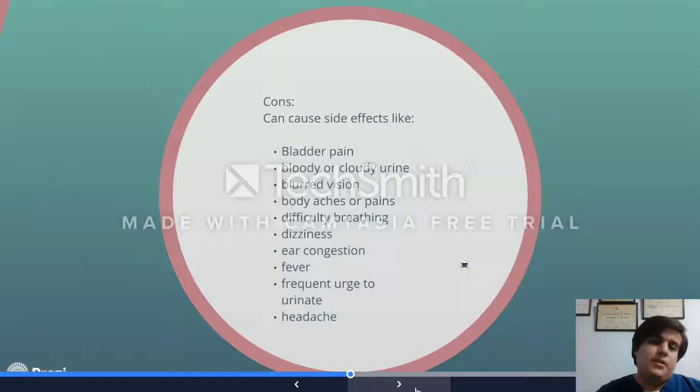Cons, the side effects like body pain, poor vision, fever, frequent urge to urinate, and headache. These can affect the immune system of the body, making it lower.